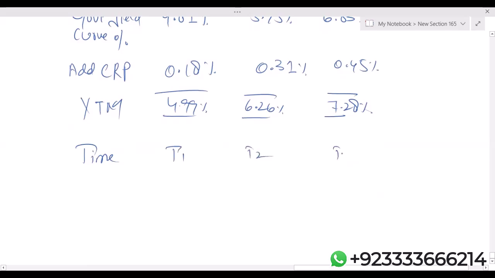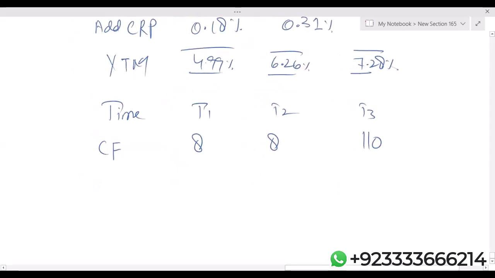T1, T2, T3. Cash flows, obviously par value is 100, 8, 8 and 110. How did I get this 110, students? Please comment on that. What is written for the redemption amount? Can I say the redemption is at par? No, redemption is at 2% premium. So it becomes 102. 102 plus 8 interest, 110.